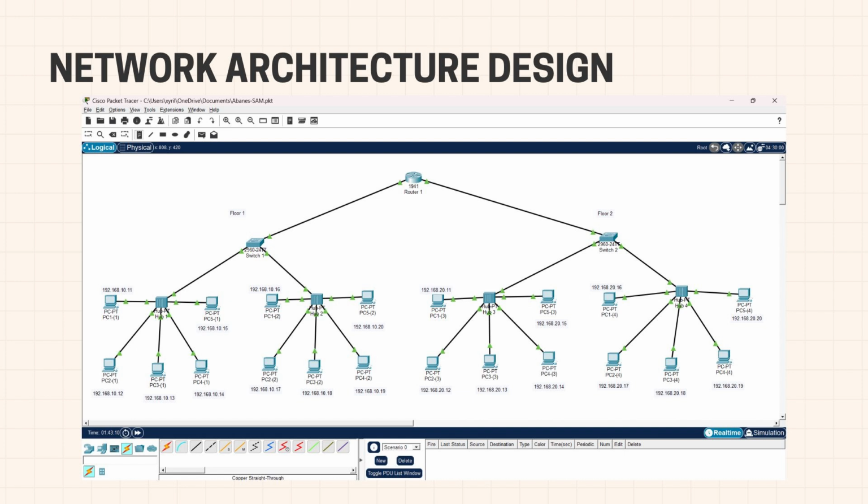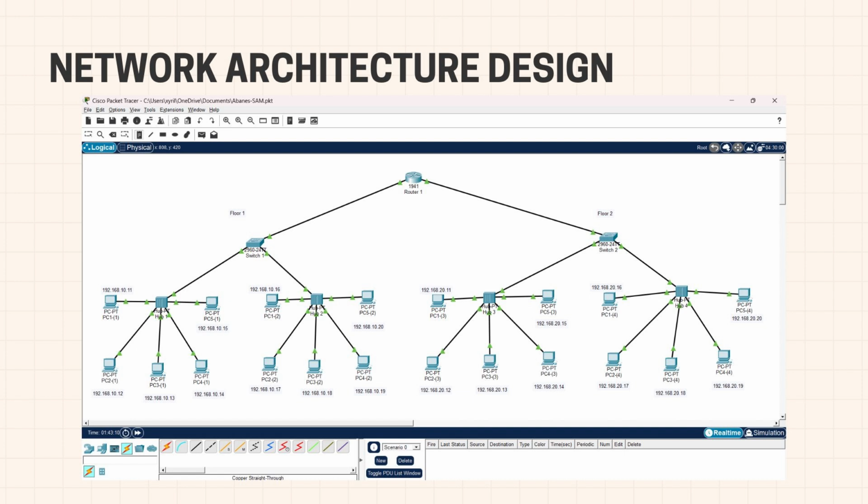For floor 1, I use the subnet 192.168.10.0. The PCs on floor 1 have IP addresses such as 192.168.10.11, 192.168.10.12, and 192.168.10.13, and so on. Their default gateway is 192.168.10.1.